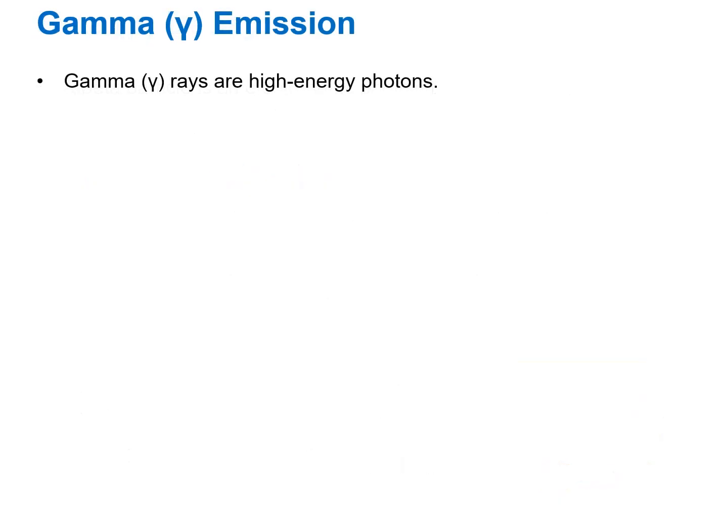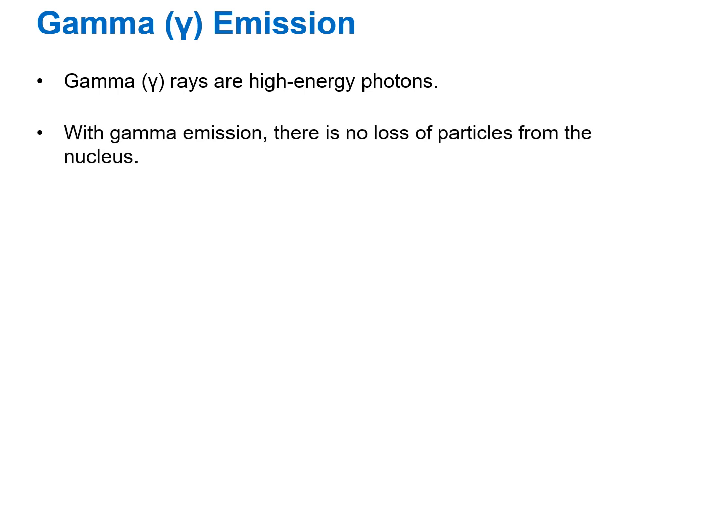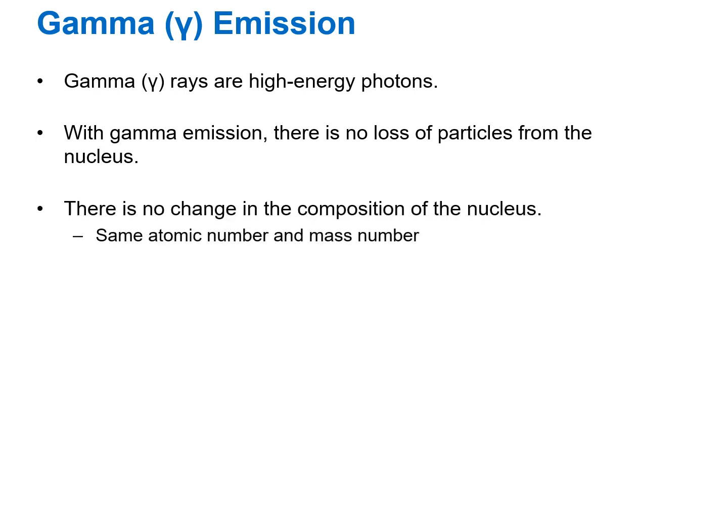Now with beta and alpha, we saw that there is some sort of particle that gets emitted. With gamma, there are only high energy photons. So there's no loss of particles from the nucleus with this sort of radiation, and there's not going to be a change in the composition of the nucleus as a result. So it's going to have the same atomic number and the same mass number. And the way that we would write that there's been a gamma emission is that we would use the gamma symbol with the two zeros, because we're not changing the number of protons, and there is no mass associated with it.